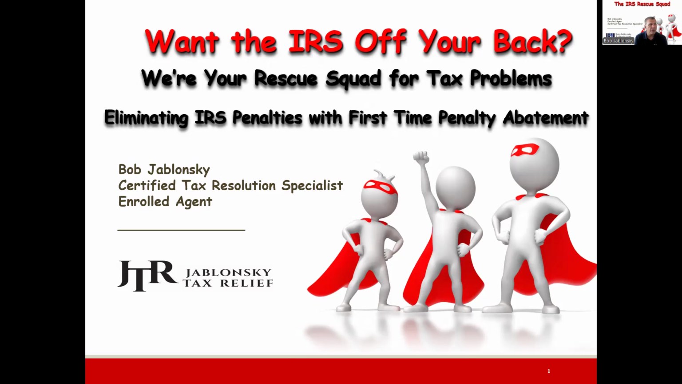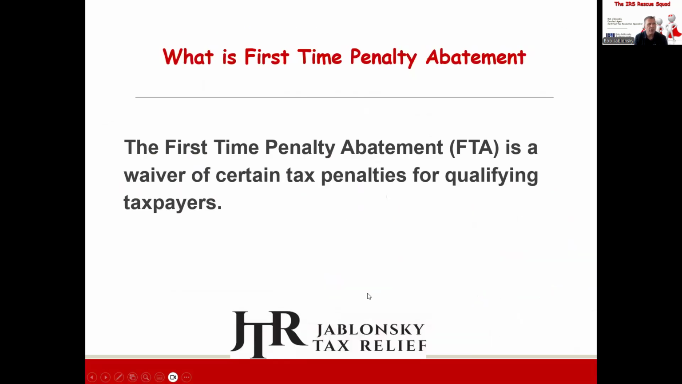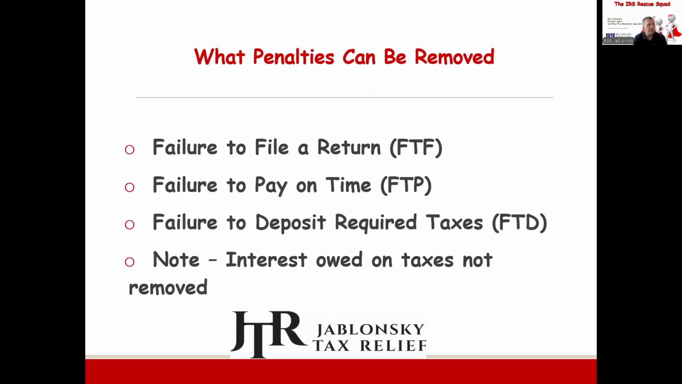There's two. One is called a first-time penalty abatement, or FTA. The other is called reasonable cause. Today we're going to cover first-time penalty abatement, or FTA. So what is it? In summary, it's a waiver of certain tax penalties for qualifying taxpayers. Now that's pretty generic, right? But it's only certain tax penalties, and it's for only qualifying taxpayers. So let's talk a little bit about that.